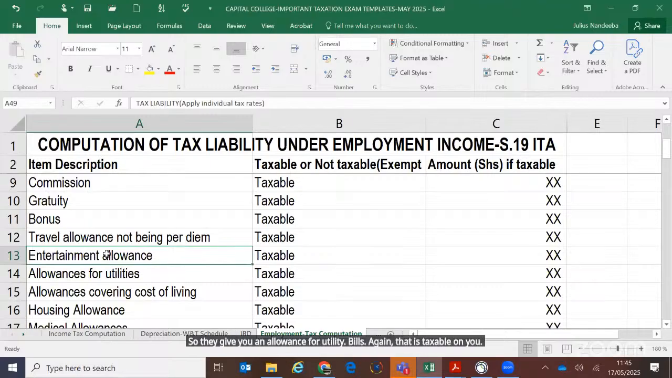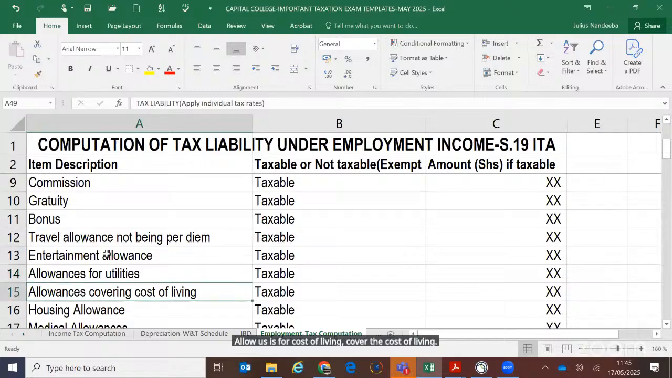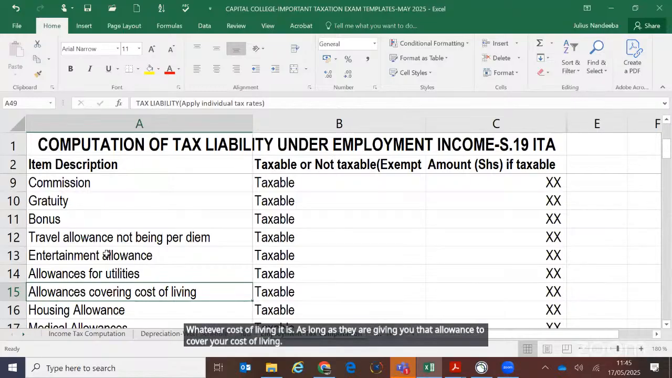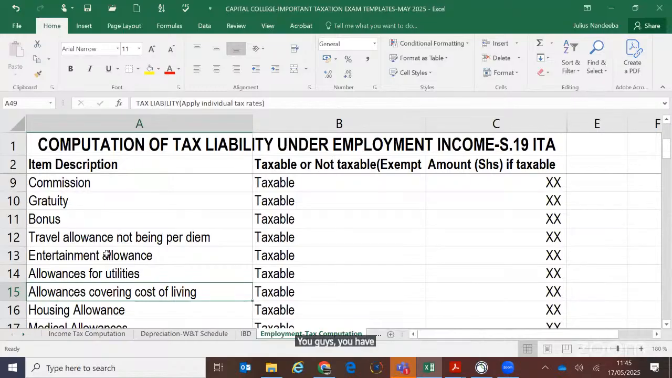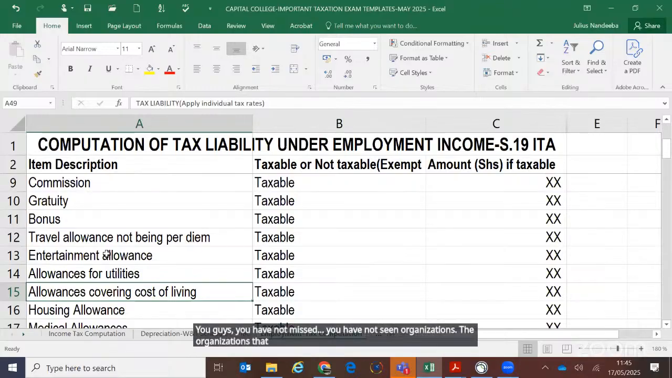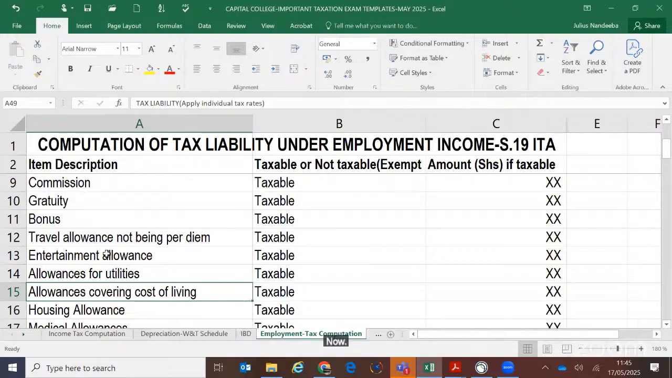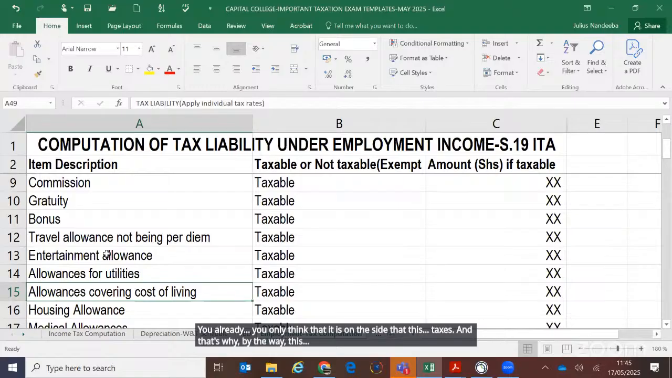Allowances for cost of living, covering cost of living. Whatever cost of living it is, as long as they are giving you that allowance to cover your cost of living. You guys, you have not seen organizations that have over like 30 benefits to employees. Now, some of you are being employed where you only have your salary. You always think that it is only salary that is taxable. And that's why, by the way, this employment, most of the students fail because of the experience they have.